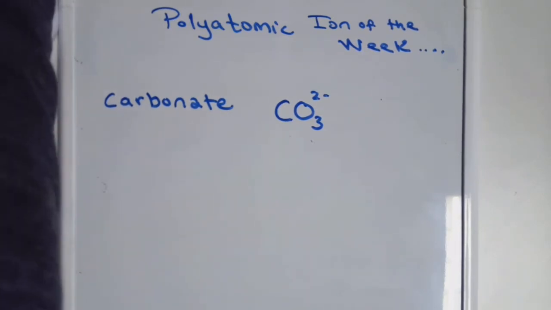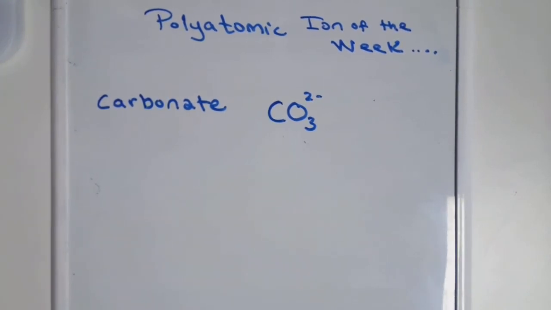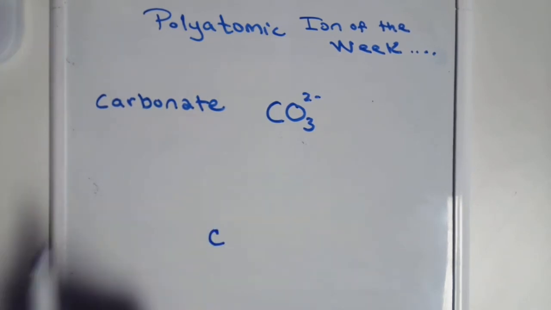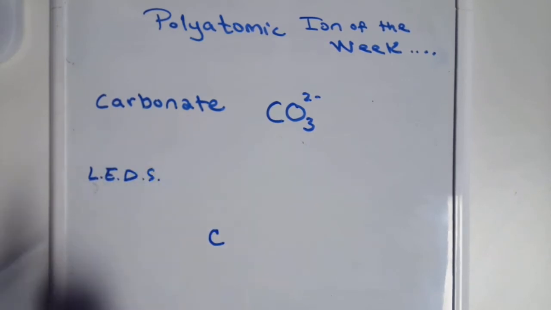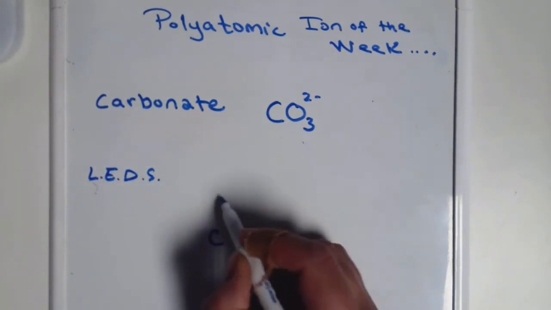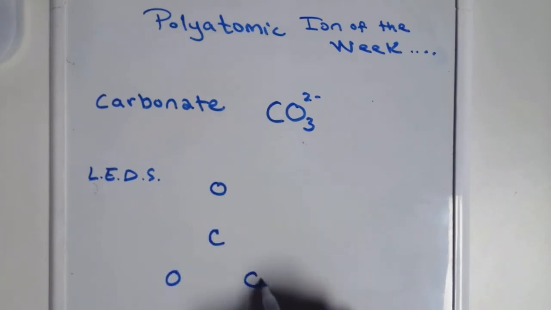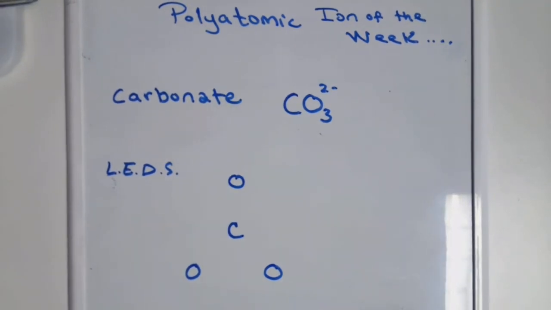Again, it's going to have elements that all want an octet. There's no hydrogen like in ammonium. So for that reason, we are going to put carbon in the middle if we draw the Lewis electron dot structure. And then we can go ahead and put 3 oxygens around it. Now we need to use pairs of electrons to form bonds, and we need carbon to have an octet.